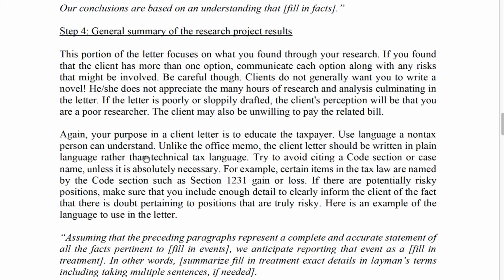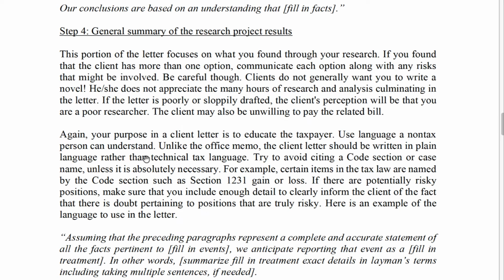Okay, the next part is the general summary of the research project results. I talked about this a little bit already, but let's now get into it. After you go through the facts, you want to get into the conclusions of your research. This portion of the letter focuses on what you found through your research. If you found that the client has more than one option, communicate each of those options with any risks that might be involved. Be careful though. Clients, again, do not want you to write a really long novel, and that's why generally you want to keep this to 2 pages, unless there is a lot of information going on.